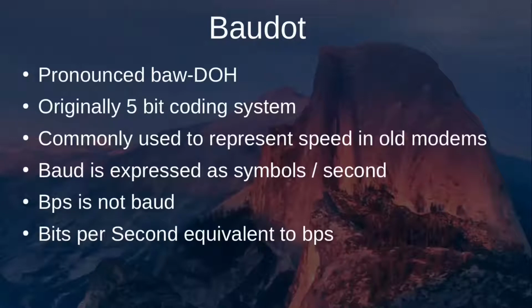Other methods of representing data transfer speeds include BPS, or bits per second. Bits per second is not baud. In the Baudot system, there are 5 potential bits in each section representing a number or character. Therefore, bits per second is not equivalent to baud.